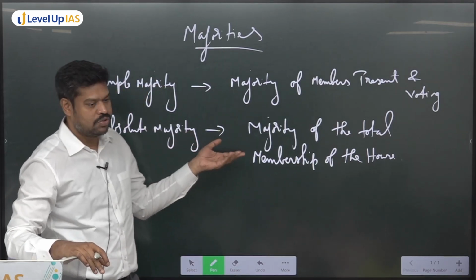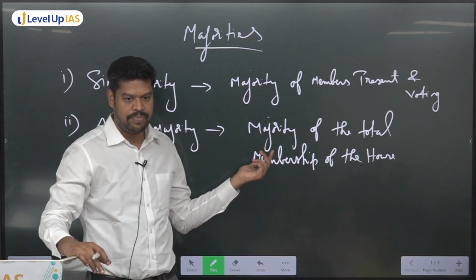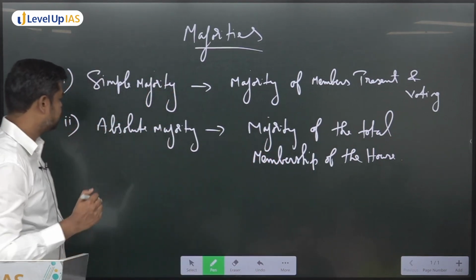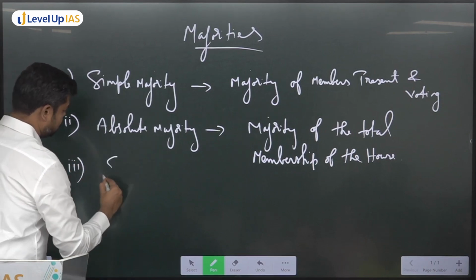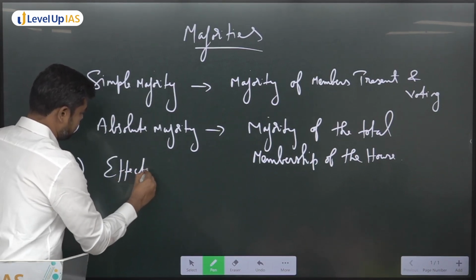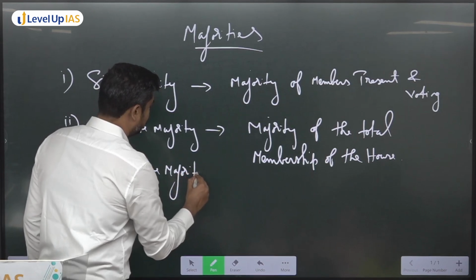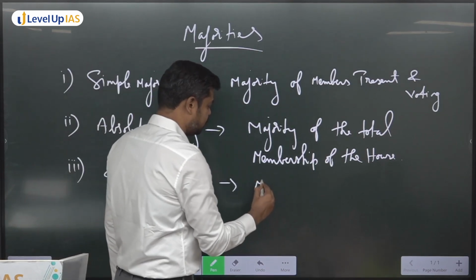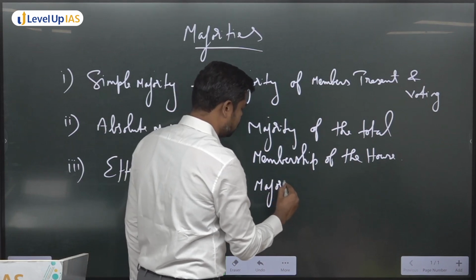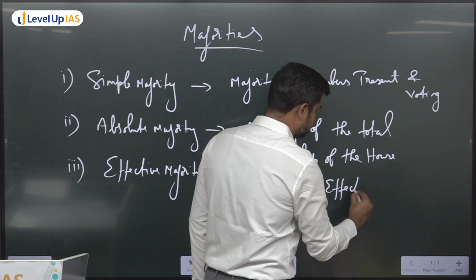If the constitution uses the expression that the majority of total membership of the house, then which majority is required? Absolute majority is required. And then there is the third majority that also we discussed yesterday, which is effective majority. So what is effective majority? It is a majority of the effective membership of the house. To put it in a very simple way, it is a majority of what? Majority of effective membership of the house.